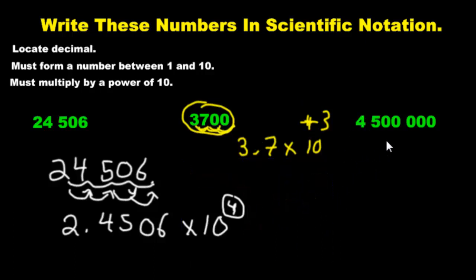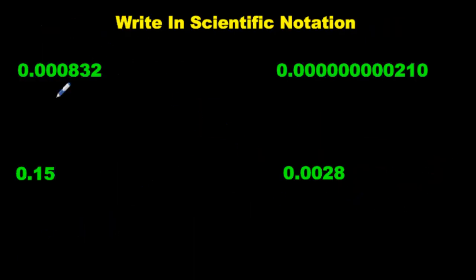Now the last one, 4,500,000, written in scientific notation, makes what? Try it on your own. See if yours matches mine. 1, 2, 3, 4, 5, 6. Did you get this? Great. Write in scientific notation. Now we've got some practice over here. If you think you understand it, you don't have to watch the rest of this video. Or you could.